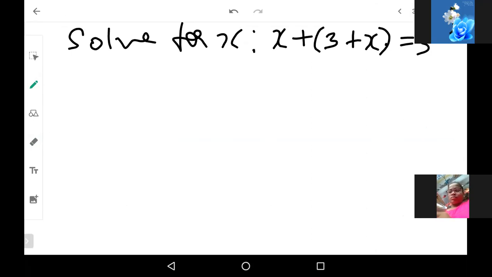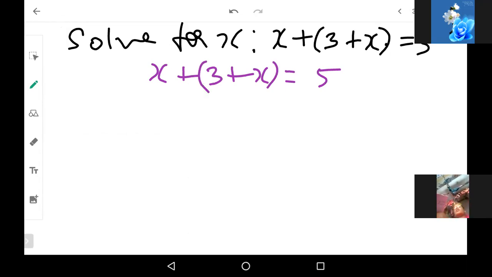This is our next question. x + 3(x) = 5. Now let us solve this. What is the equation? x + 3(x) = 5. Be careful about the brackets. You have to consider the brackets.